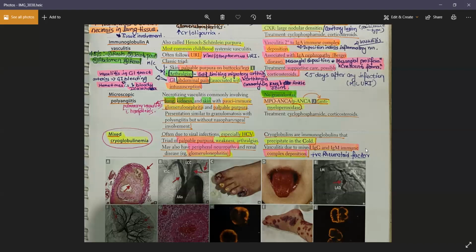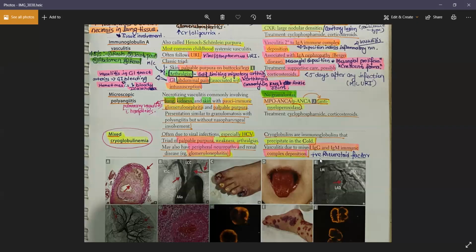What is a rheumatoid factor? Anyone remember? It's an IgM antibody against the Fc portion of IgG. Exactly, and it is seen in rheumatoid arthritis. So you will also get a positive rheumatoid factor in mixed cryoglobulinemia, and that's why First Aid mentioned that rheumatoid factor is not very specific for rheumatoid arthritis. It is sensitive but not specific.